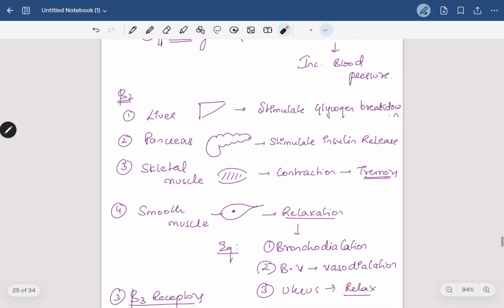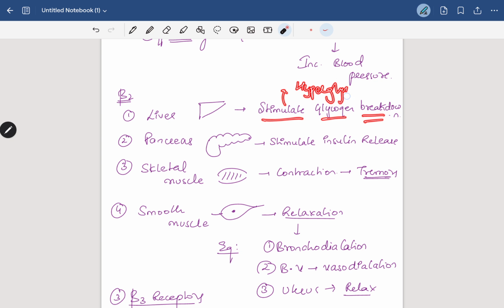Beta 2 receptors are present in four places. That is, first it is present in liver, pancreas, skeletal muscle and smooth muscle. Present in liver, pancreas, skeletal muscle, smooth muscle. What does it do? In the liver, it will stimulate glycogen breakdown. So therefore there is hyperglycemia, right?